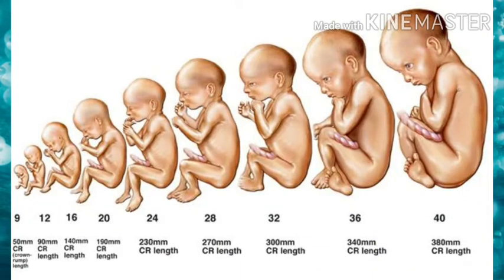As you can see, image number 40, in that 36, 32, 28, 24, 20, 16, 12. At the stage of week 8 it is 50 mm CR, at 12 weeks it is 90, at 16 it is 140 mm CR, at 20 it is 190, at 24, 230, at 28, 270 mm, at 32, 300 millimeters, at 36, 340 millimeters, and at 40, that is 380 millimeters CR in length, the newborn will be developed.